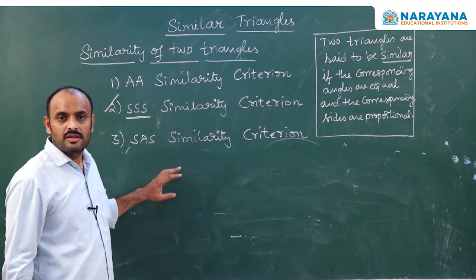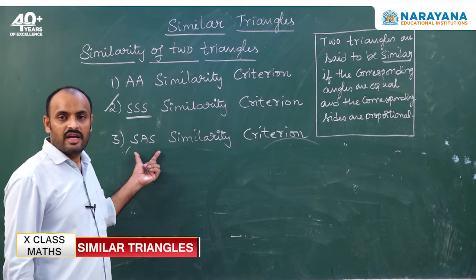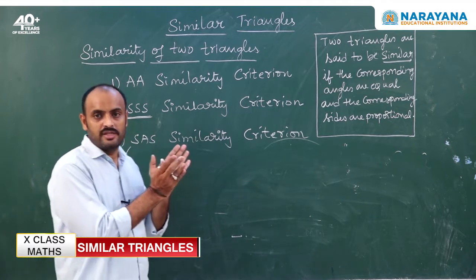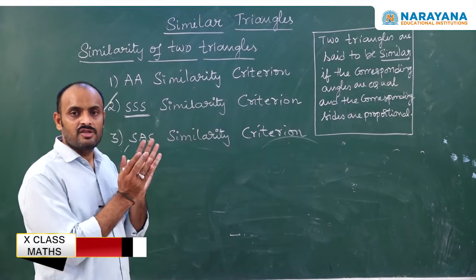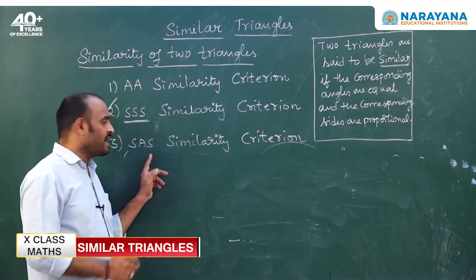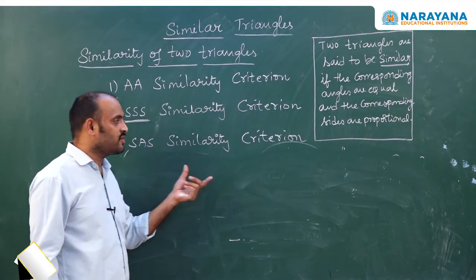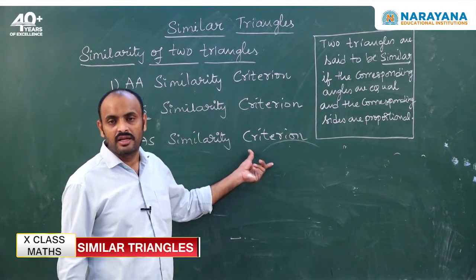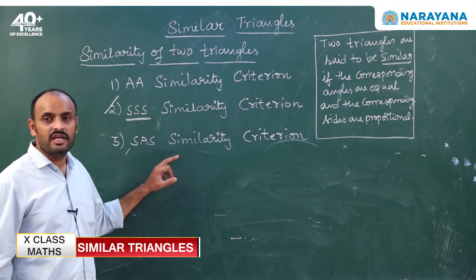The SAS similarity criterion says that in any two triangles, two sides and the included angle, the angle should be between the two considered sides. Out of three sides, the two sides which you are considering, in between them the angle should be there. If the two sides and the included angle of the first triangle are proportional to the two sides and the included angle of the second triangle, then the triangles are said to be similar by the SAS similarity criterion.